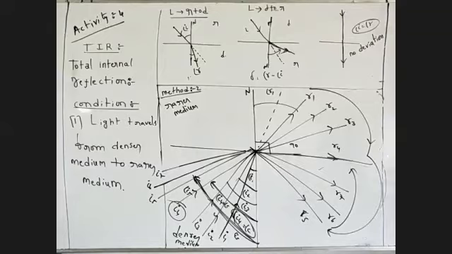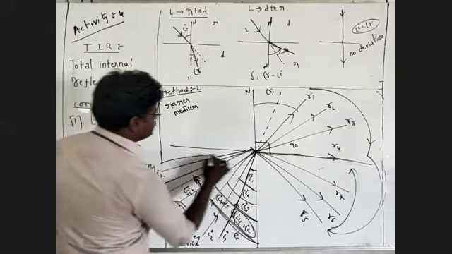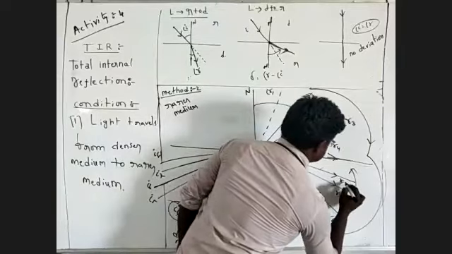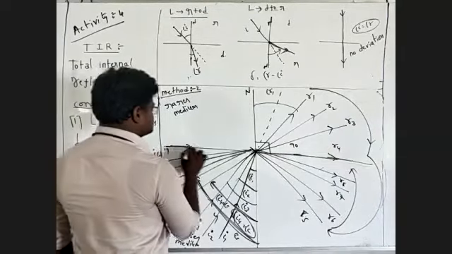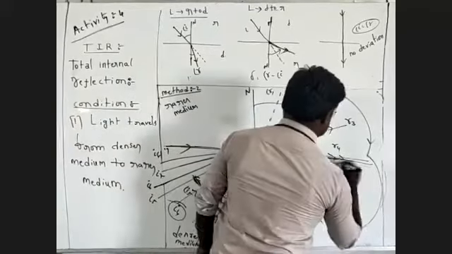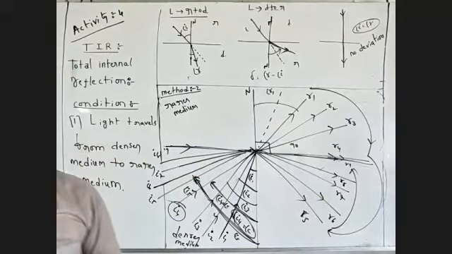This is the second method. Again, increase the angle of incidence I, and this is the angle of reflection R. In this direction, I9 means it goes sideways. This is total internal reflection.